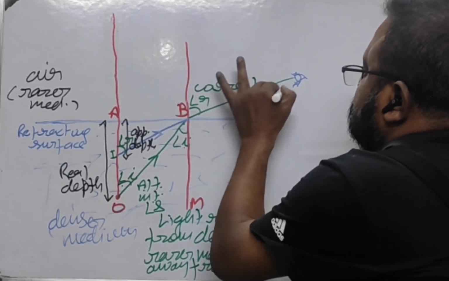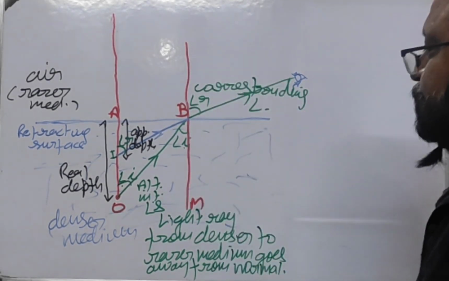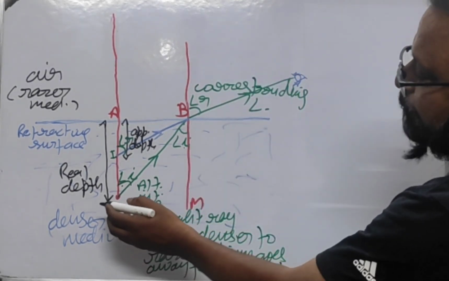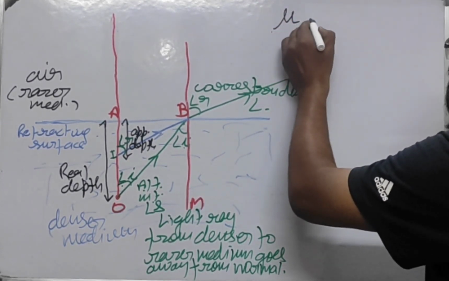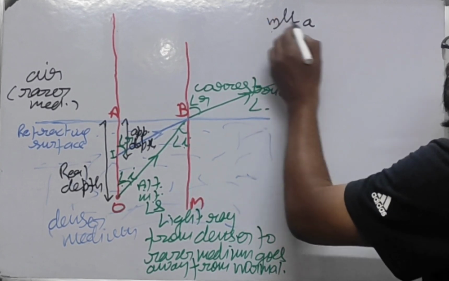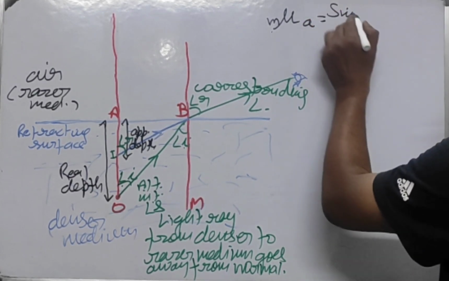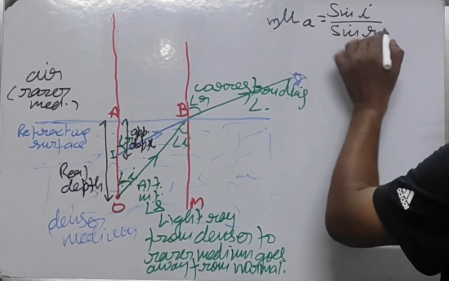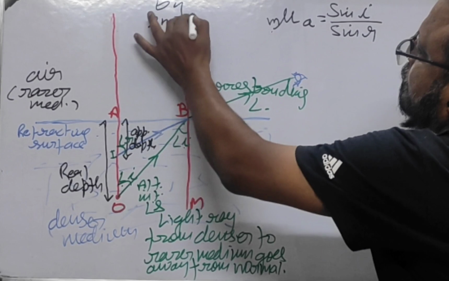Corresponding angle, right? So if I say refractive index of air with reference to medium, since it is coming from water to air, is equal to sin I upon sin R by Snell's law.